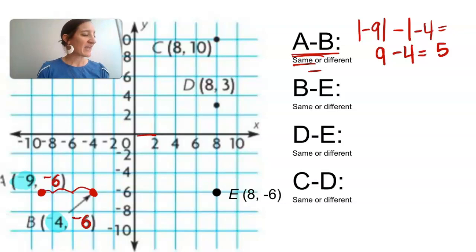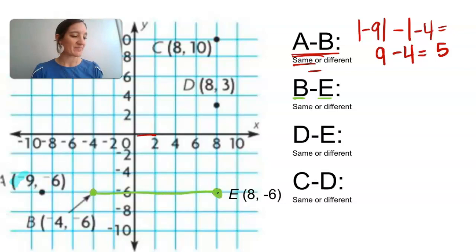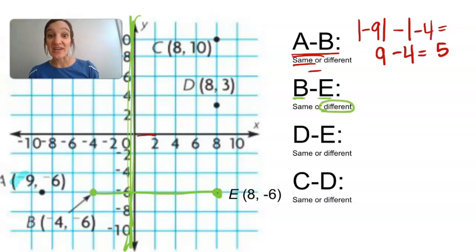All right, let's look at B and E. So I'm going to clear this space. You can keep it in your notes, but B's here and E is right there. Do you see how we went over the y-axis? That lets me know that we are in different quadrants. So because we're in different quadrants, we're going to add.